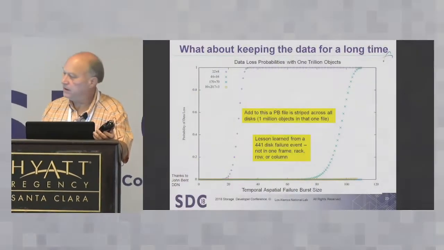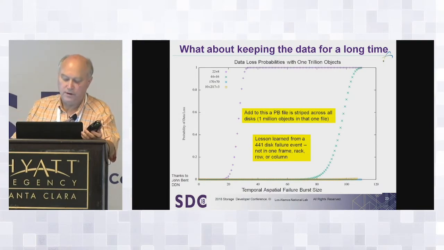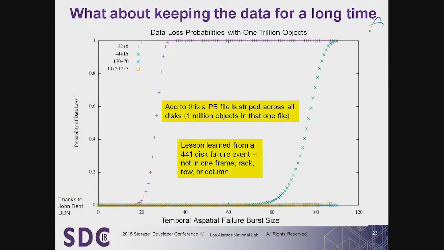441 disks in the same day for the population isn't really huge, but it's still quite a few disks to lose. So we started talking about how we're going to solve this, and we started modeling it, and actually John Bent at DDN helped us model some of this. We were using a single tier of erasure, and we decided we're going to have to go to 2 tiers of erasure. And you can see the difference at the bottom. Those 2 bottom curves on number of simultaneous failures are for different scenarios: 22 plus 8, 44 plus 16, and 170 plus 70, which actually is pretty good, but that's crazy to calculate.